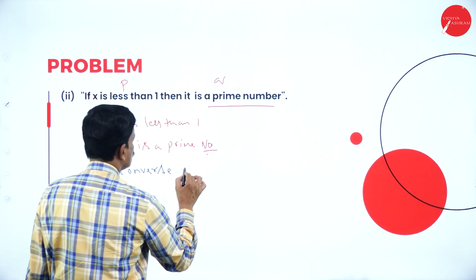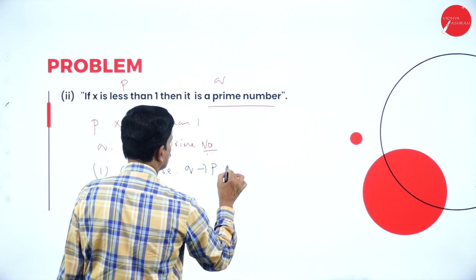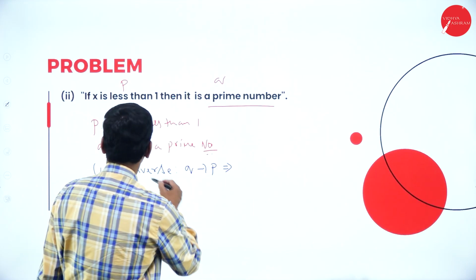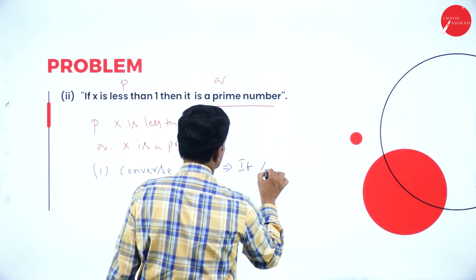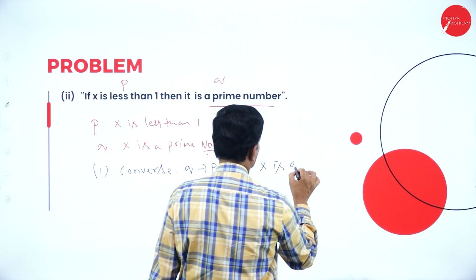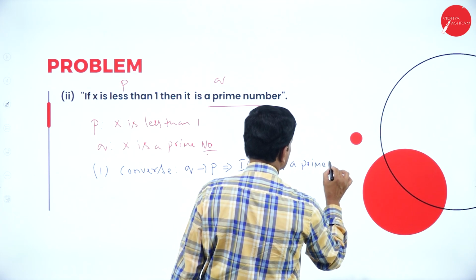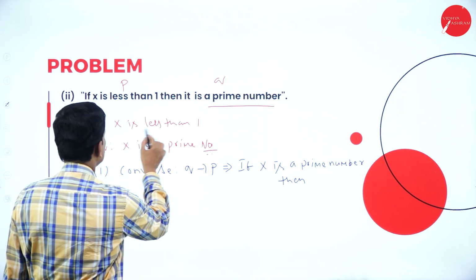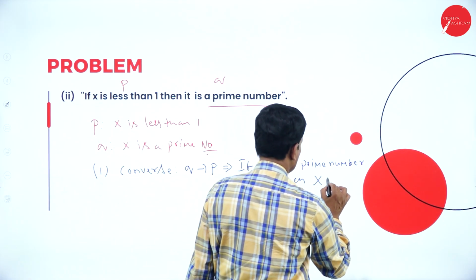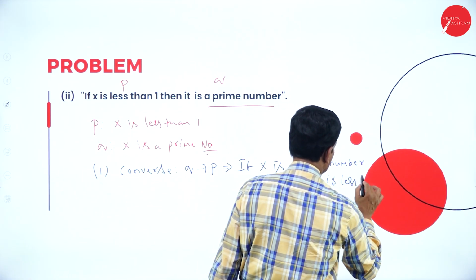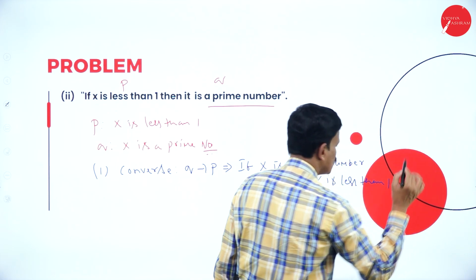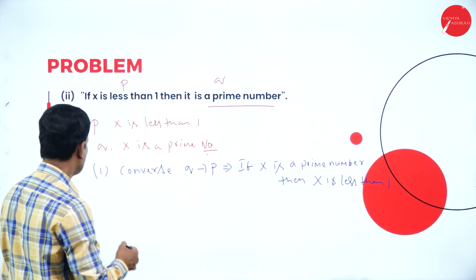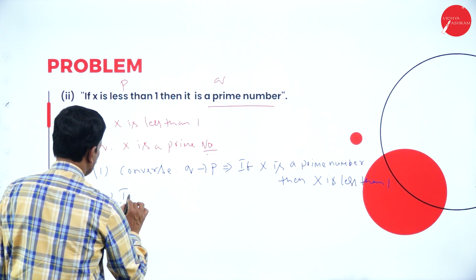Converse for this is Q conditional to P. Q conditional to P is the converse. What is that? If x is a prime number, then x is less than 1. That is the converse. So converse is if x is a prime number, then x is less than 1. Second, inverse.